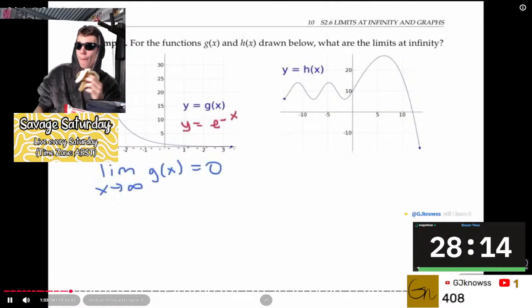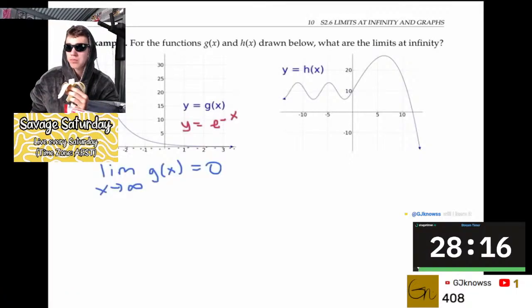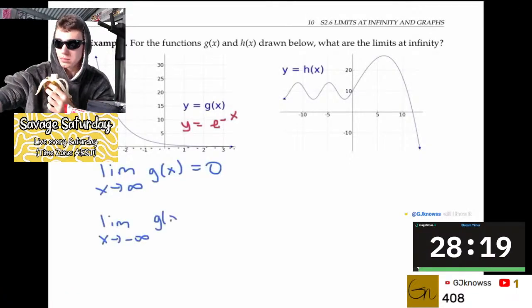Values, our y values don't settle down to a particular finite value. They get arbitrarily large, and so we say that the limit as x goes to minus infinity of g of x is equal to infinity.